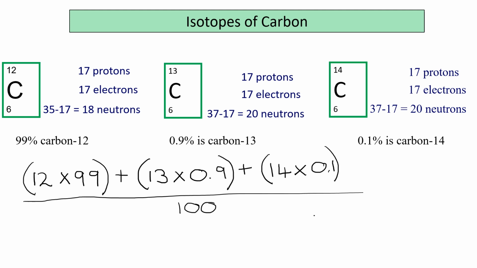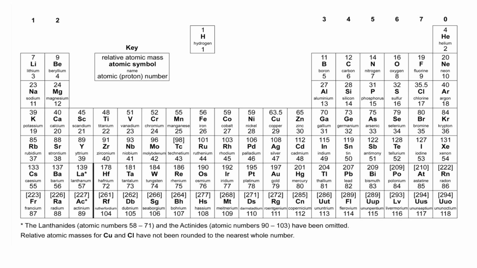And if we type that into our calculator, we get a number of 12.01. 12.01 rounded to the nearest whole number is 12, and that's why on our periodic table it's simply written as 12.